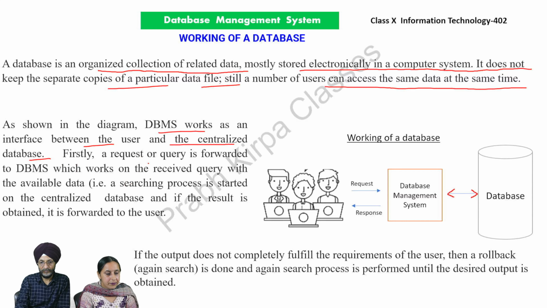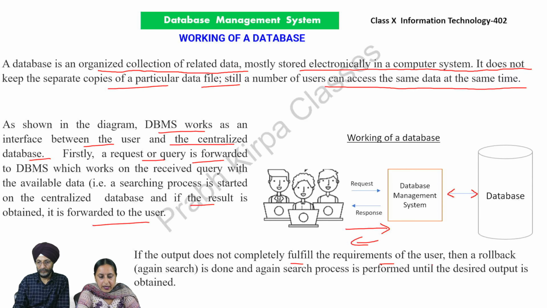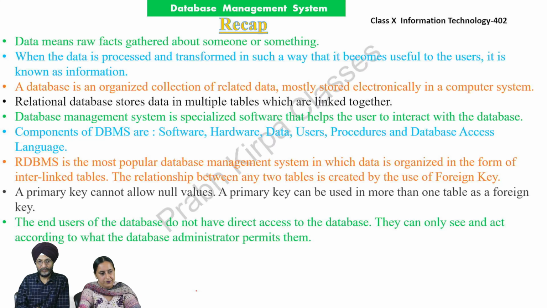Firstly, a request or query is forwarded to the DBMS, which works on the received query with the available data. That is, a searching process is started on the centralized database, and if a result is obtained, it is forwarded to the user. If the output does not completely fulfill the requirements of the user, then a rollback of the search is done and the search process is performed again until the desired output is obtained.